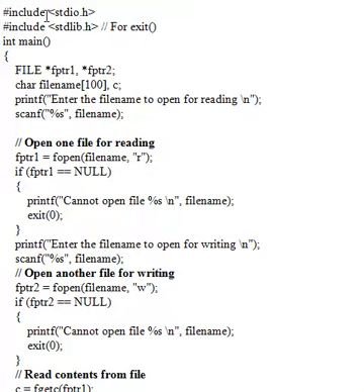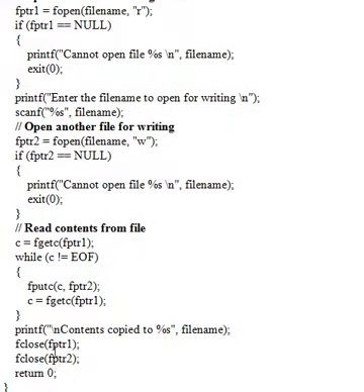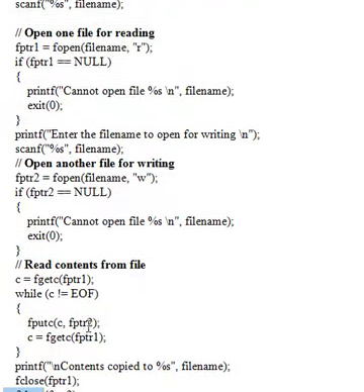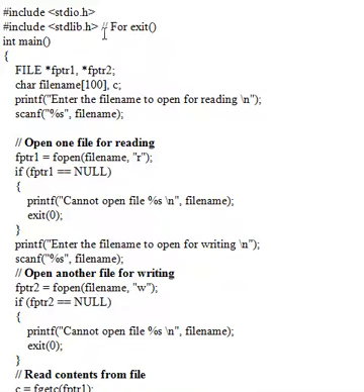So #include <stdio.h> is the header file. Why? Because I am using printf and scanf functions. Next, #include <stdlib.h> is the header file when I am using file functions fopen or fclose. So when we are using fopen or fclose, we have to write this stdlib.h header file. Next, program execution will start with the main function.